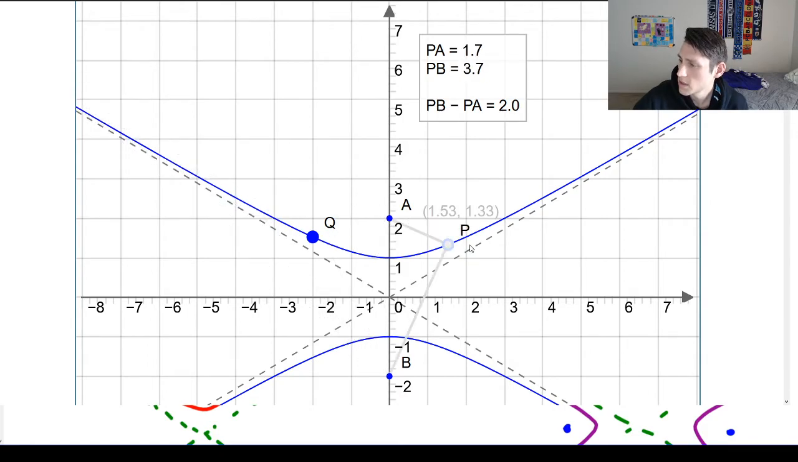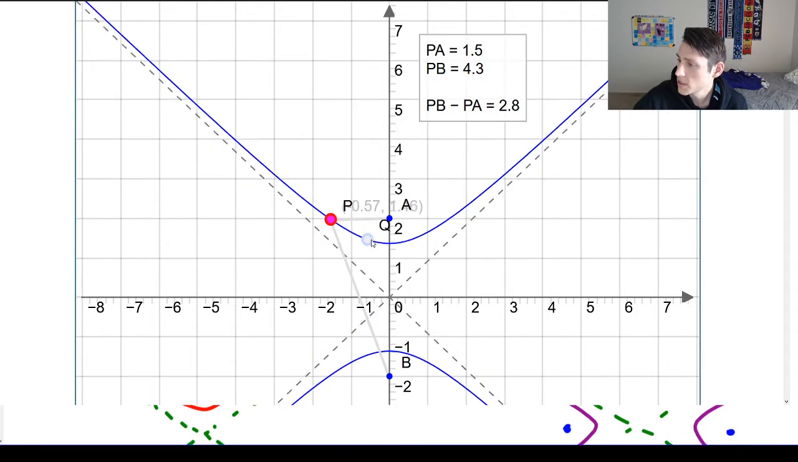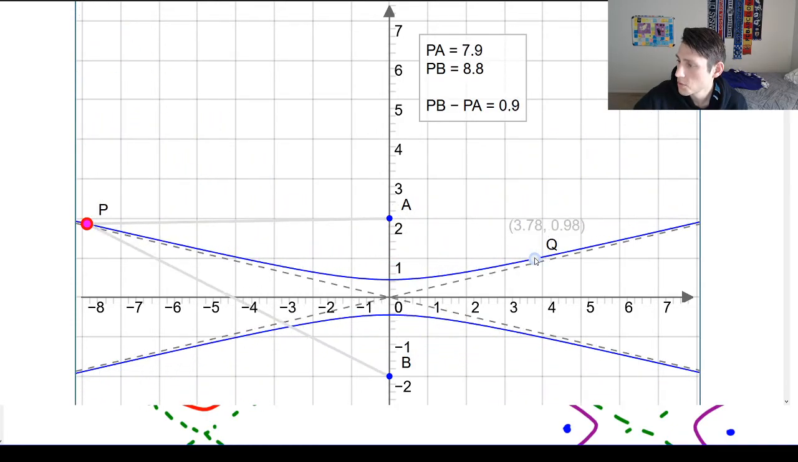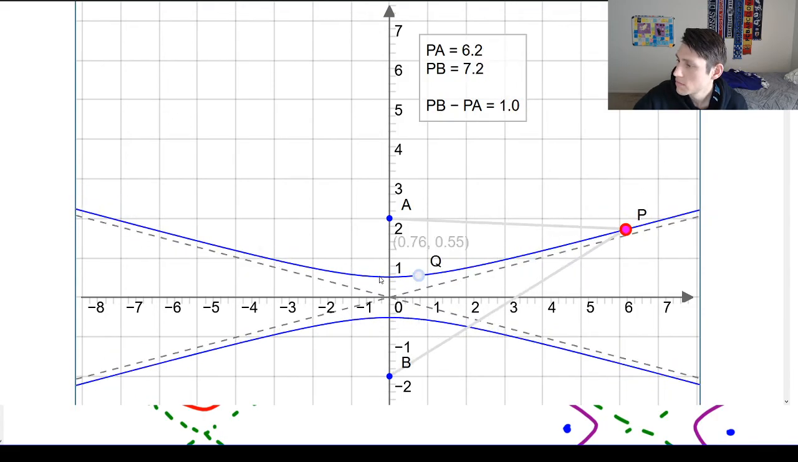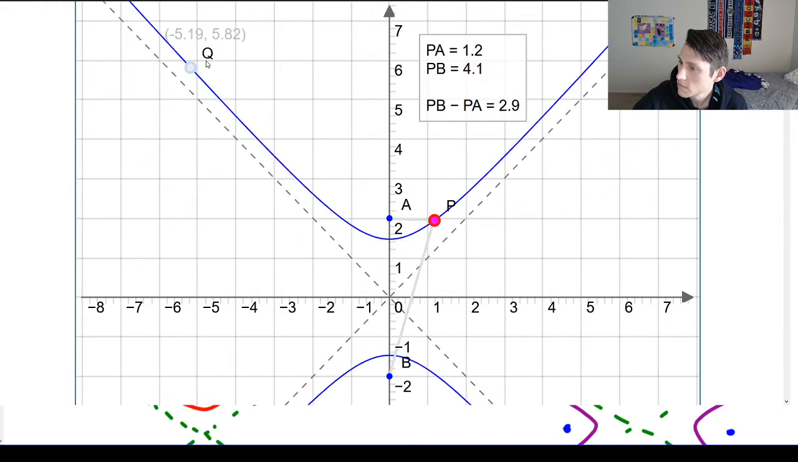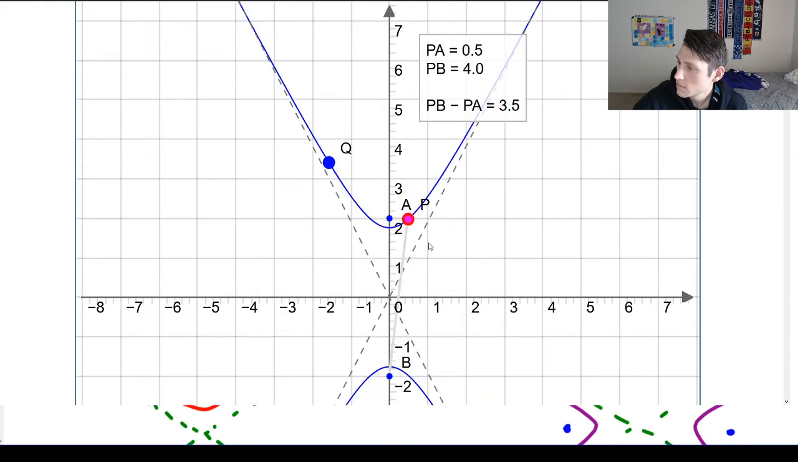Right, so that's what that definition of hyperbola refers to. And so we can change how these hyperbolas look. They can be really flat. So same deal. Difference is always 0.9. Or we can make them more narrow. But same thing, as I follow the points, the difference is always 3.5 no matter where I move it. So that's what we're talking about when we reference this definition.